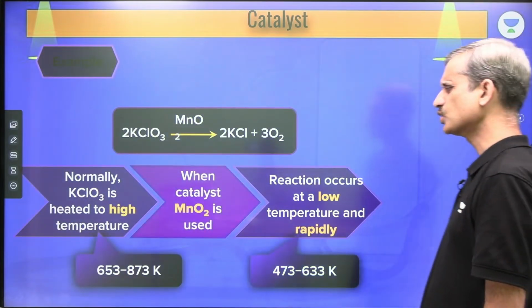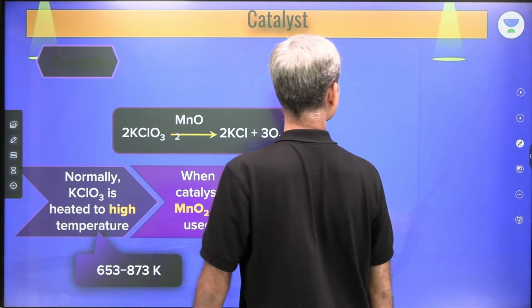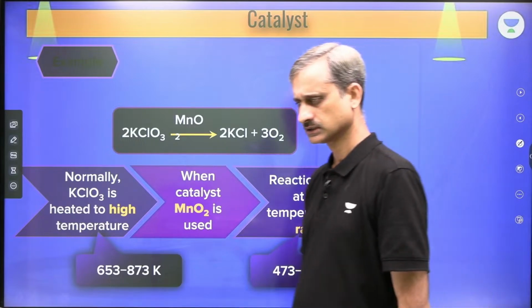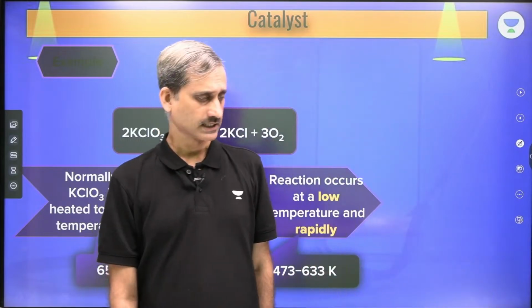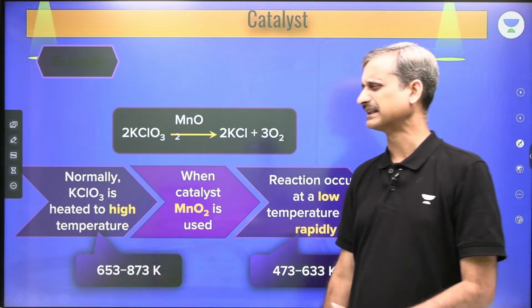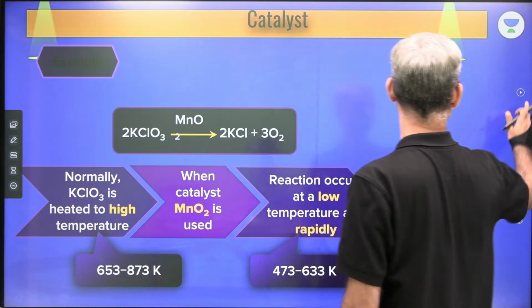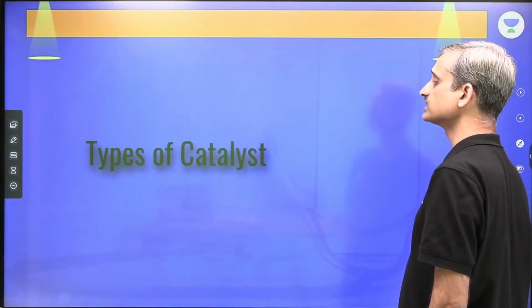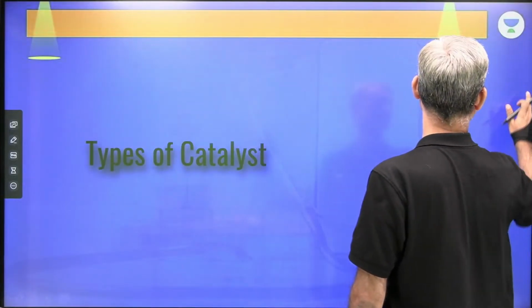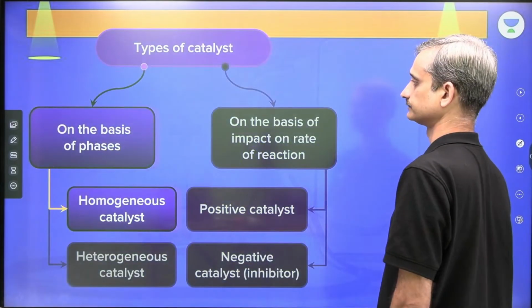There are so many catalysts working in a different manner. And here we are going to talk about the different catalysts. The catalysts are divided into many categories, but mostly we talk about the two categories, that is homogeneous and heterogeneous catalysts. So let's get along with the types of catalysts.